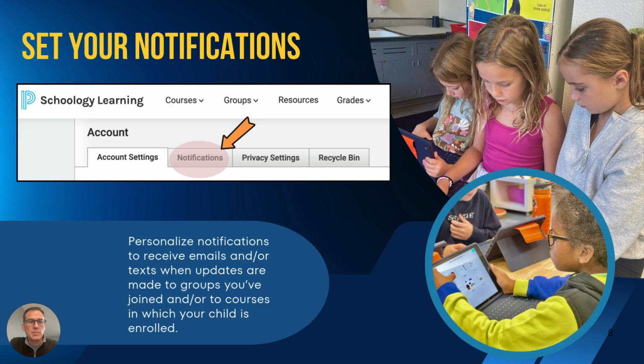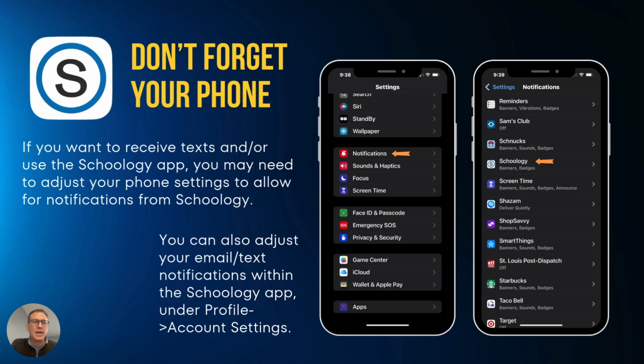Now that we've talked about our notifications, there's one final thing for us to talk about, and that is the app on your phone. It really is a good app, and it's a useful app in my opinion. But if you are planning to use your phone, and for some of you, maybe even if you just want to receive text messages, you may need to go into your phone and adjust the notifications. At least on an iPhone, you would do that by going into your settings and then going to notifications, as we've noted on the screen here.